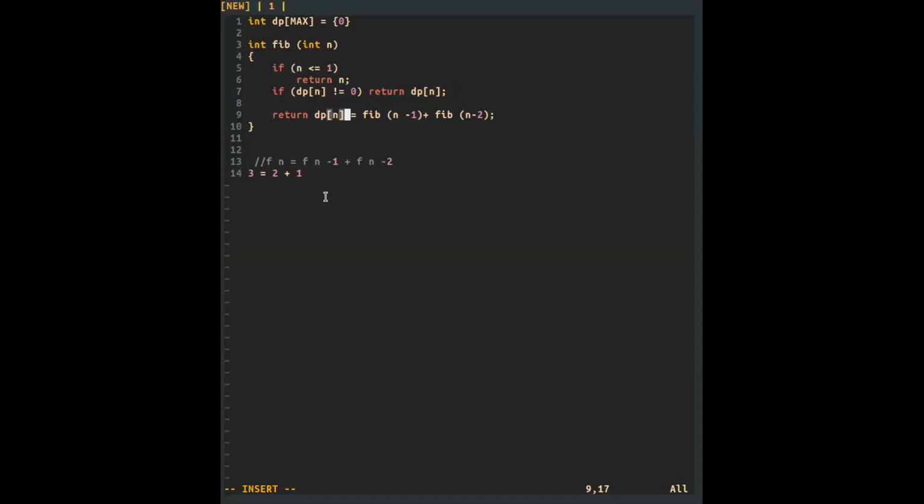Does this make sense? Amul, my screen is visible, right? Does this make sense? Why will this work? How am I memoizing and how am I forming the dp? So this is a recursive dp, right?